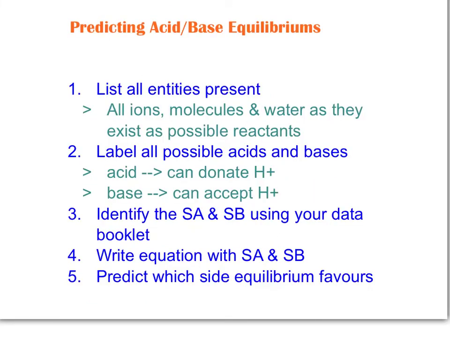Alright guys, here's a little chart of how to predict acid-base equilibriums. So list everything that is possibly present in an ionic form and include water if it's aqueous. Label all possible acids and bases. Identify the strongest acid and the strongest base using the data table. And then write the equation with the strongest acid, strongest base, and predict which side equilibrium is favored.